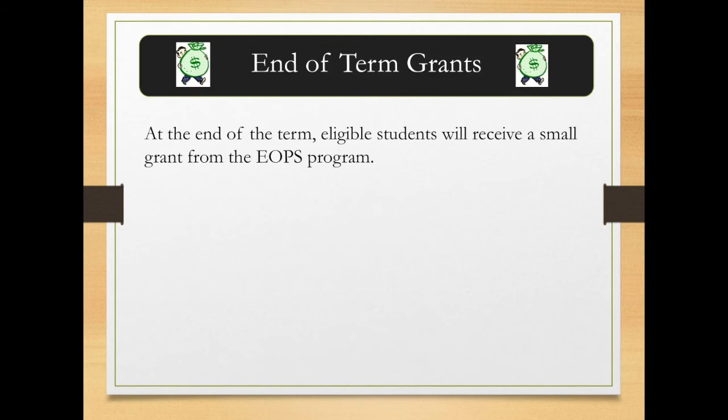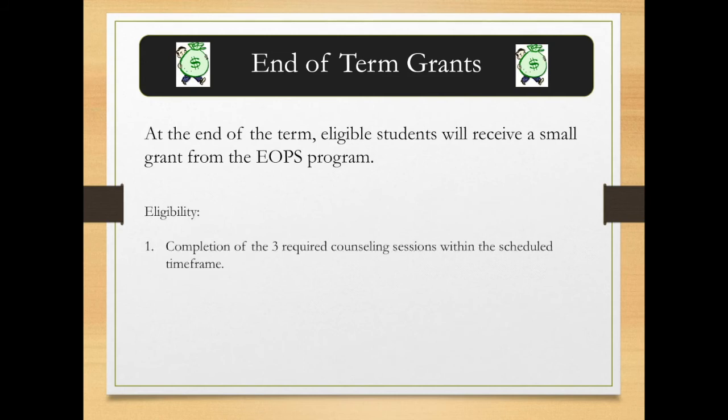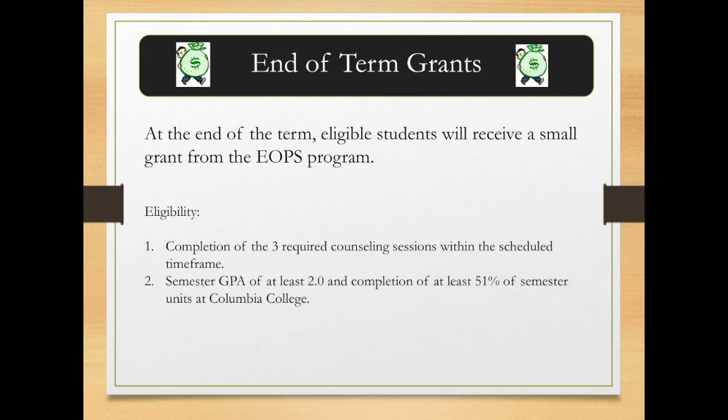So I mentioned earlier that we offer small end-of-term grants. These are usually $40 or $50, and it's a reward for students who have a successful semester. You do have to be eligible for these. So, eligibility criteria. Number 1, you have to have completed all 3 required counseling sessions within the scheduled time frame. Second eligibility criteria is you have to complete the semester with a GPA of at least 2.0. We're not going to include previous semesters. We're only looking at this one semester.